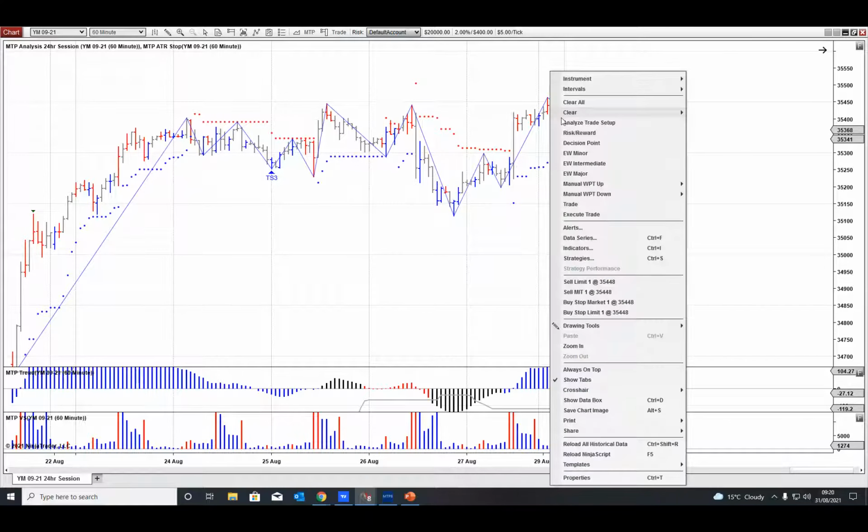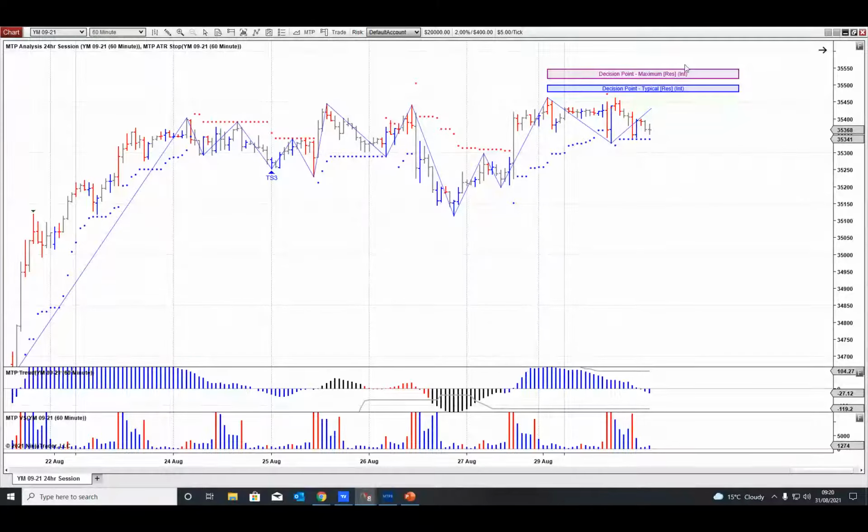If we right mouse click here, we do decision point. I'm only going to be looking at the typical because, as the name suggests, that's typically where the markets tend to reverse. For you guys who are a bit more experienced, you can use the maximum, and perhaps we'll have a quick look at an example of that off this low here in a few minutes' time. But we typically only work with the typical. Excuse the pun there.